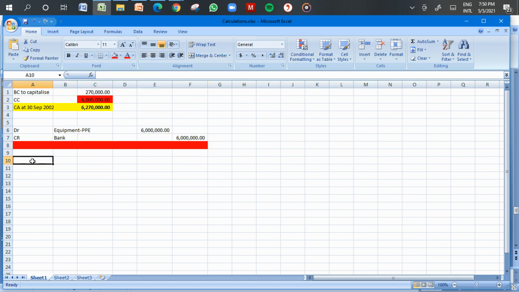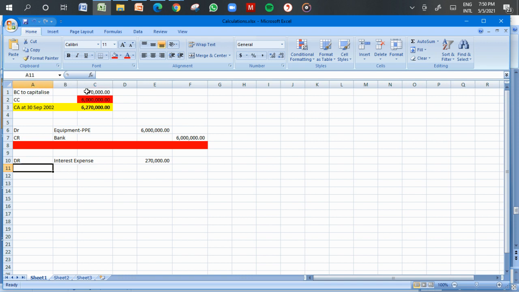The second thing is to say we want now to account for the borrowing cost that we capitalize. So the first thing that you do, you don't just capitalize straight. The first thing is to recognize an expense. So the first thing you say, interest expense, or you can say borrowing cost, you put the 270,000.